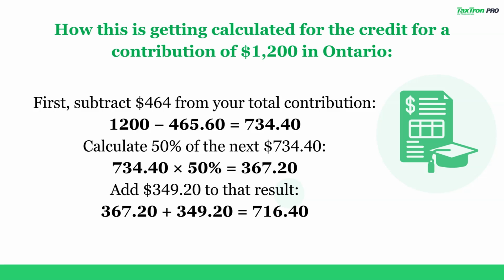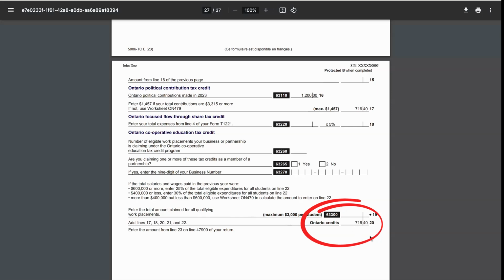First, subtract $465.60 from your total contribution. $1,200 minus $465.60 is equal to $734.40. Calculate 50% of the next $734.40. $734.40 multiplied by 50% equals $367.20. Add $349.20 to that result. $367.20 plus $349.20 is equal to $716.40. So, the total credit for a $1,200 contribution would be $716.40.